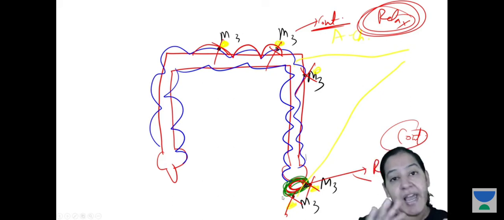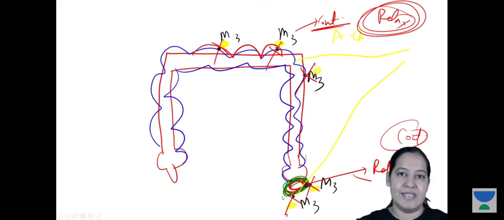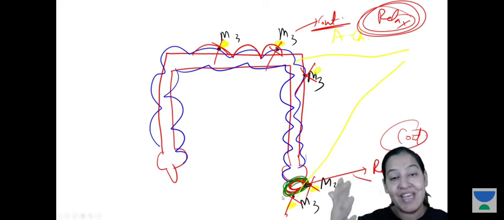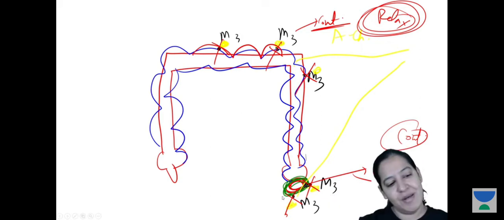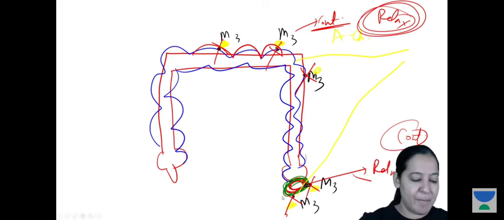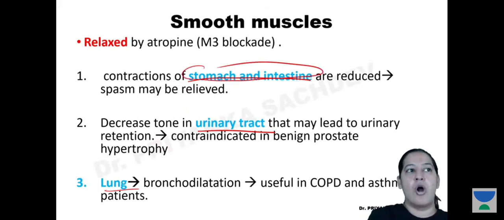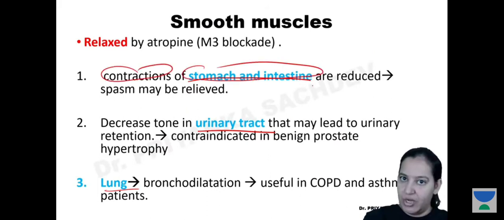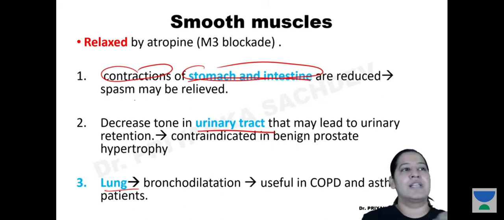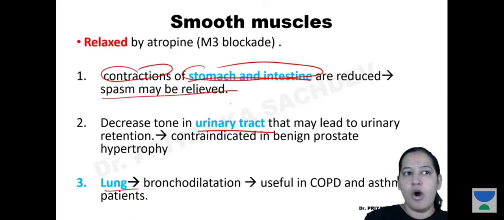So they cause constipation, you can say, or else you can say they are utilized for treating diarrhea. So this property can be utilized for treating diarrhea. Give me a thumbs up again if you got it. So in the stomach and intestine, the contractions are reduced or the sphincter is more contracted. So spasms can be relieved or diarrhea can be treated.